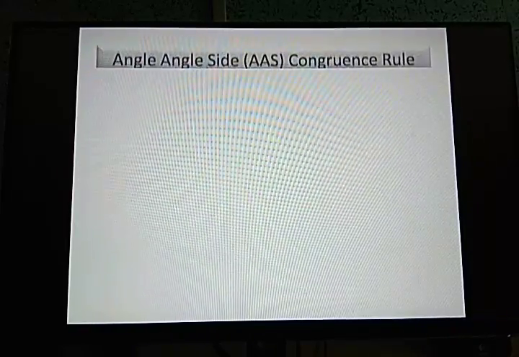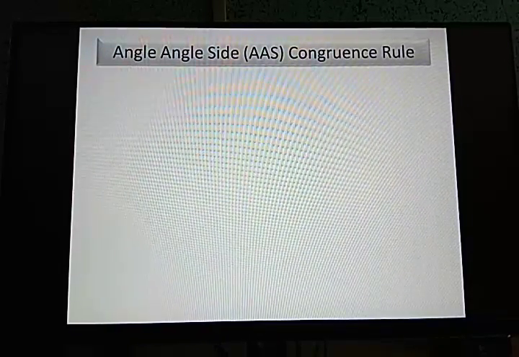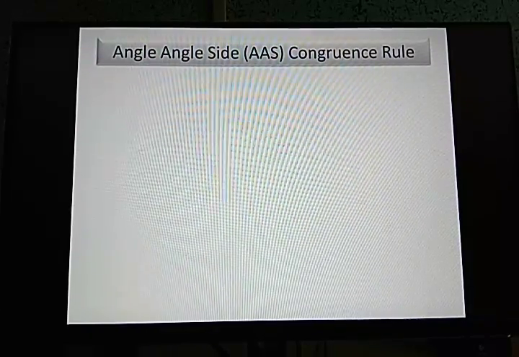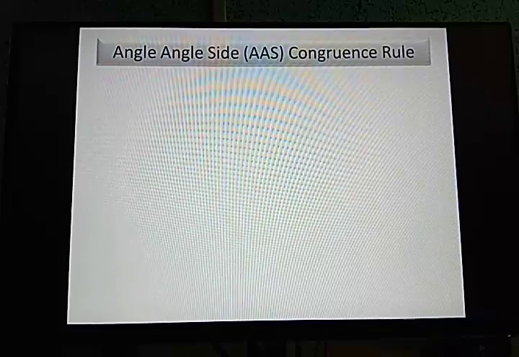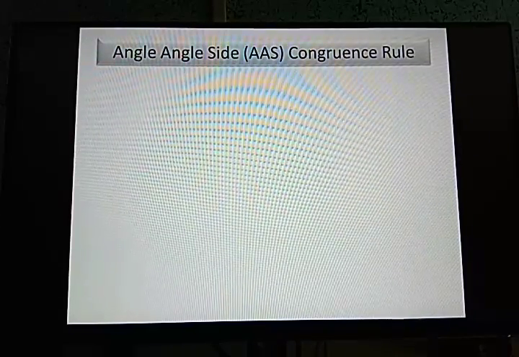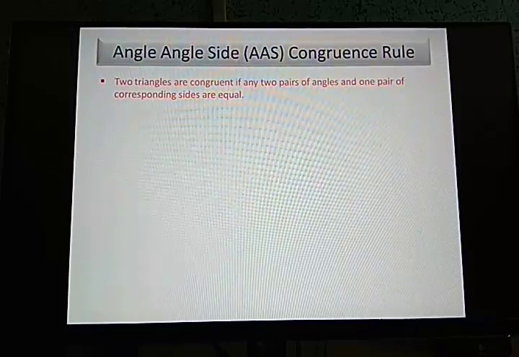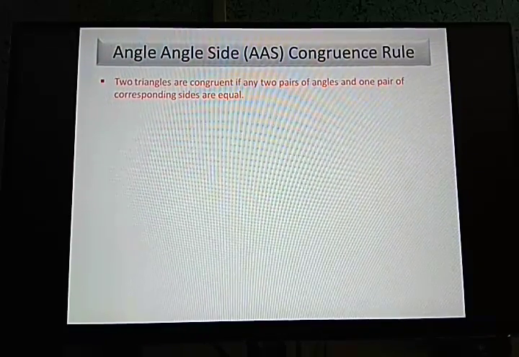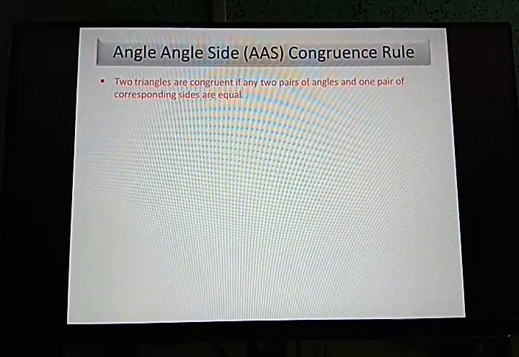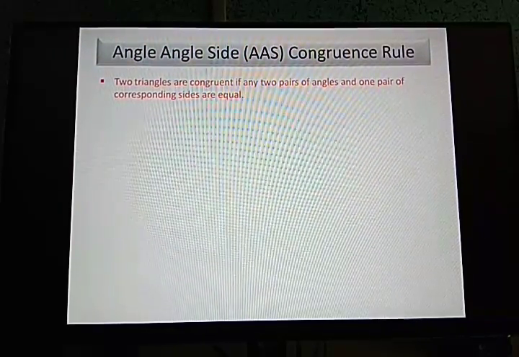Now moving on to our third congruency rule, that is the angle angle side congruence rule. So angle angle side is also written as AAS. What is now the AAS congruence rule? Let us see. Two triangles are congruent if any two pairs of angles and one pair of corresponding sides are equal.